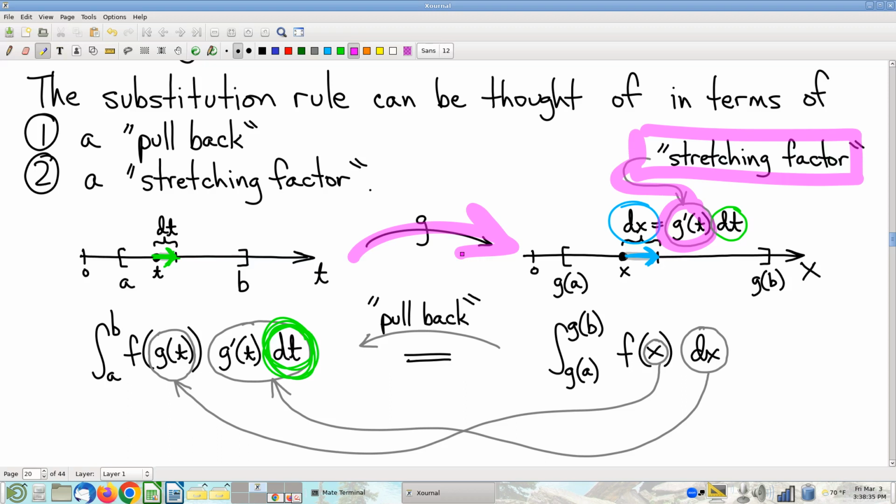What do you think? Everybody willing to buy it? Because it's just an interpretation, the way I want to think about it. Of course, we already know from long ago what the formula is. But as such, then, this dx, it's not dt. It's stretching factor times dt.